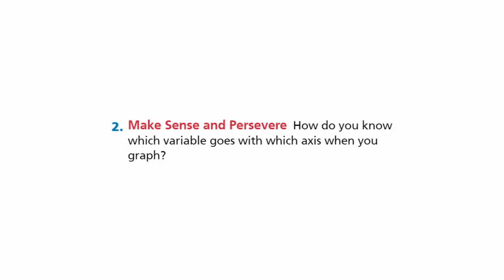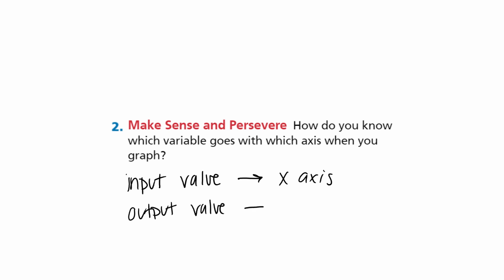How do you know which variable goes with which axis when you graph? The input value goes on the x-axis, and the output value goes on the y-axis.